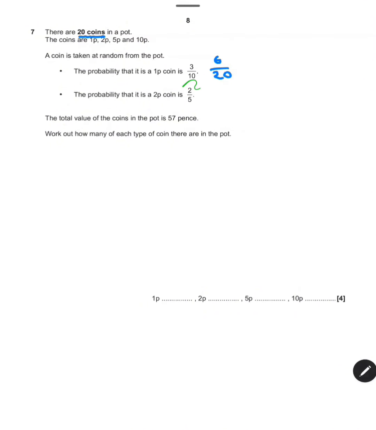If we do a similar thing to the 2p coins, this is saying 2 out of every 5 is a 2 pence. And if I multiply the bottom by 4 here and multiply the top by 4, that's now saying 8 out of every 20 is a 2 pence. We have got 6 1p's. We've got 8 2p's, and we know altogether there are 20 coins.